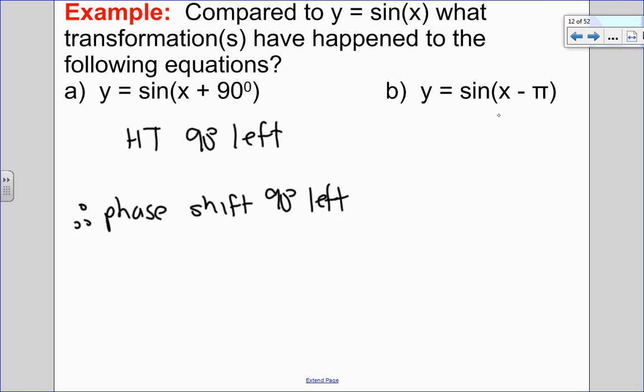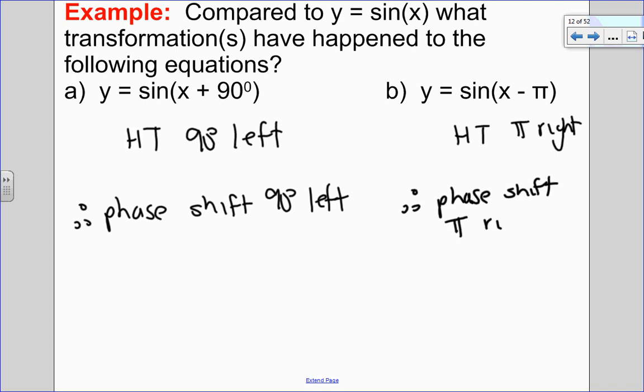Okay, and the next one, I have x minus pi, so I know that that would be a horizontal translation of pi units to the right. But let's use the trig term, which is phase shift. So therefore, I can say that there is a phase shift pi units to the right.